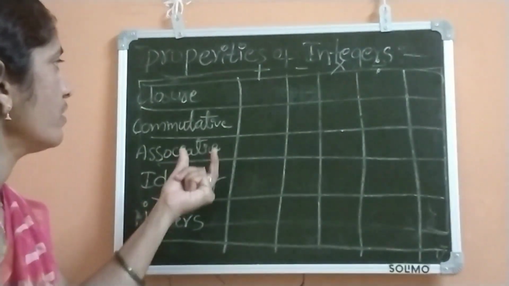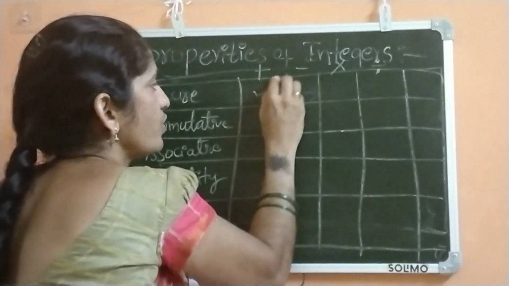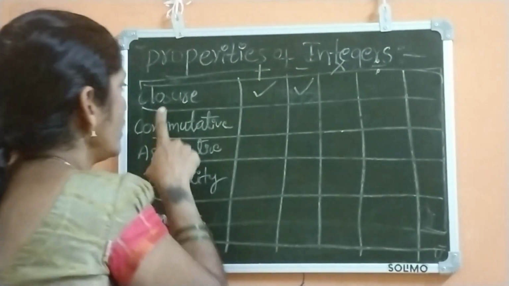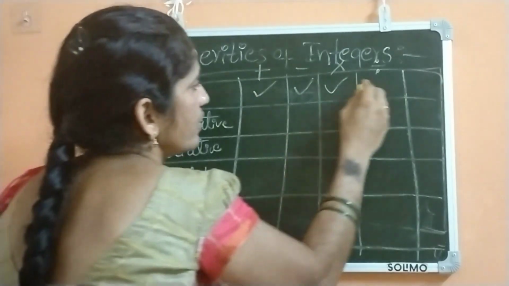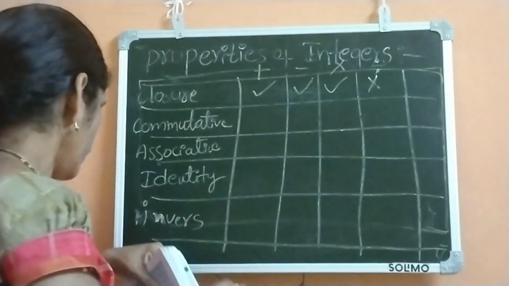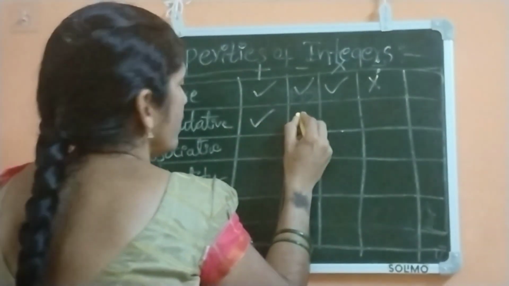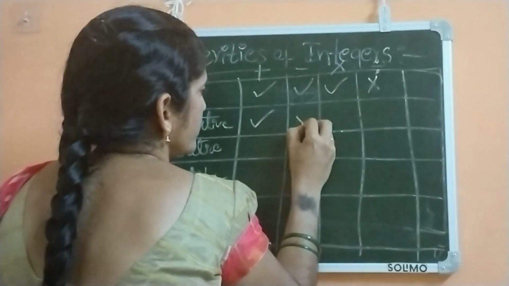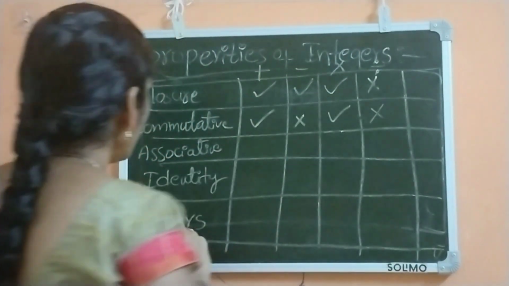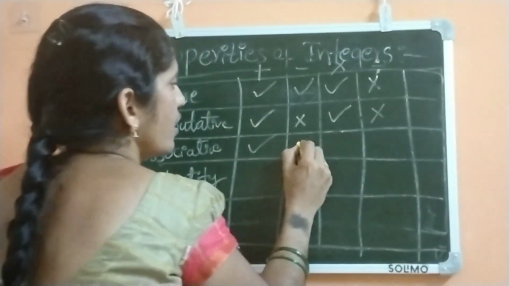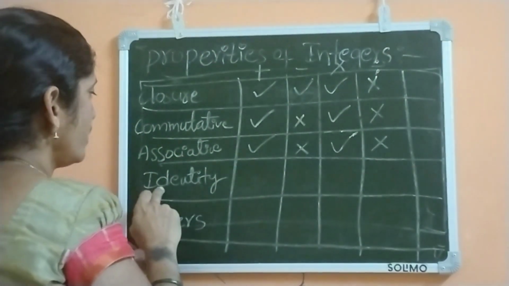So now we are going to generalize, or make a table, with the whole and soul properties of integers. So first one is closure property. Under addition is possible, under subtraction is possible, under multiplication is possible, under division is not possible. Coming to the next property, that is commutative property. Under addition is possible, under subtraction is not possible, under multiplication is possible, under division is not possible. Next one is associative property. Under addition is possible, under subtraction is not possible, under multiplication is possible, under division is not possible.